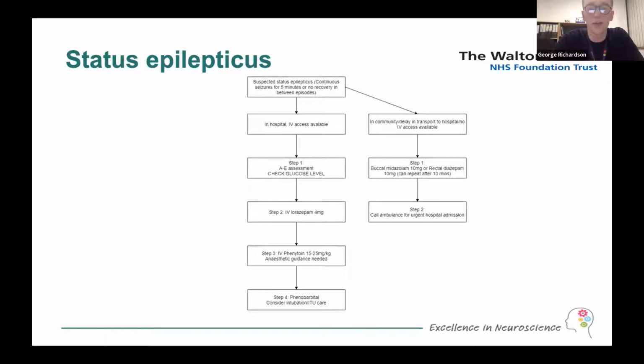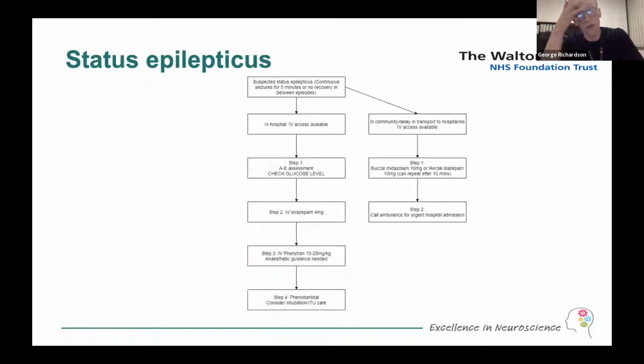After the IV lorazepam, you can move on to some phenytoin, and also want to prompt for some anaesthetic input as well at this point, and consider the more heavy duty stuff like phenobarbital, and consider the patient for ITU and sedation.